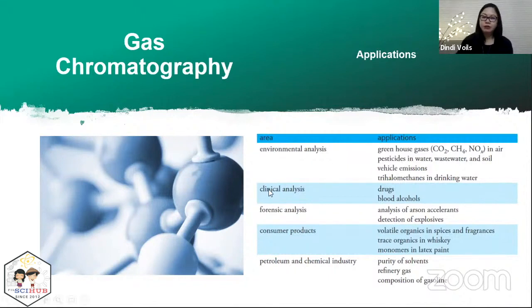You can also use it for clinical analysis, such as drugs and blood alcohol analysis, forensics, consumer products, and petroleum and chemical industry. And you can also use it for pharmaceutical products, where normally you want to measure the residual solvent of your manufactured drug substance.